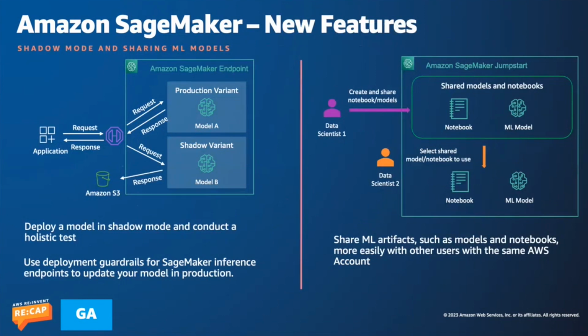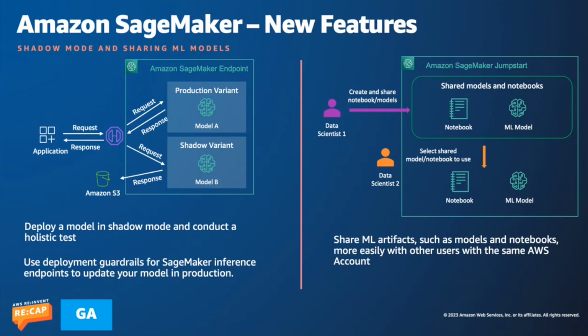One additional functionality that we have introduced is that the SageMaker JumpStart can now give you access to share more easily with other users all the machine learning artifacts such as models, notebooks, endpoints, and things like that with different teams and different individuals that are participating in the overall machine learning model creation.